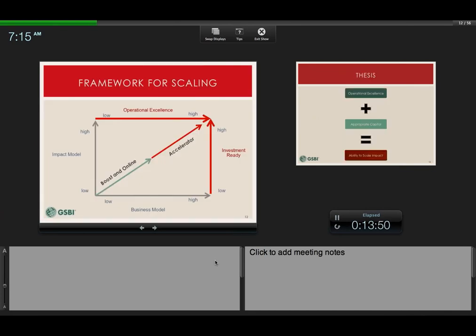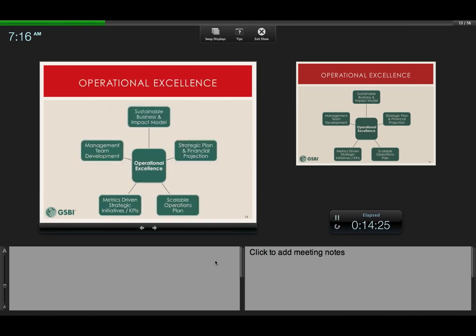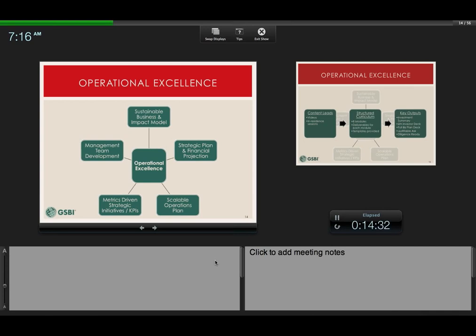So moving on to this program in particular, just to remind you, this is really where we're focused for the curriculum, is on this operational excellence and investment readiness piece. And we'll talk a little bit more about how that looks in the curriculum in a few more slides. So the thesis of the whole program really is, if an organization is operationally efficient and effective and has the wherewithal to execute on an appropriate capital, they are going to be able to further scale their impact. And what we mean by operational excellence with respect to our program is really bringing together a sustainable business and impact model, a strategic plan with financial projections, a scalable operations plan, metrics-driven strategic initiatives and KPIs, as well as a management team that's well developed.